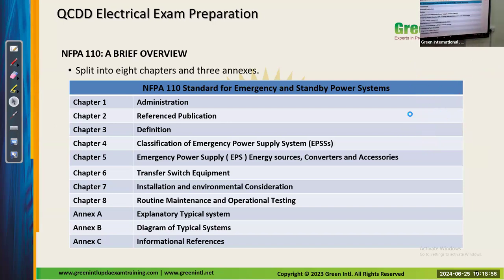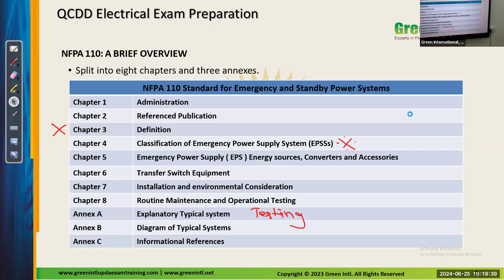We need to discuss the definitions, and everyone can expect at least 1 or 2 questions from this area, so it is very important. Here we have 3 tables. One more thing: the same 8 chapters and 3 annexes, the same terms, are used in 111 also. In this 110, for testing and visual inspections, we need to refer to these annexes.